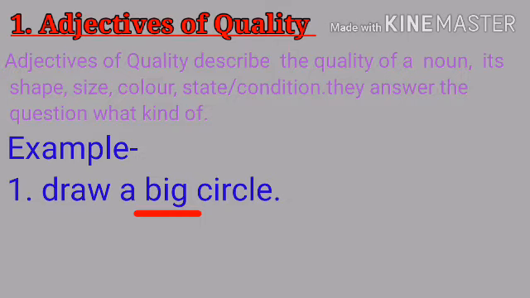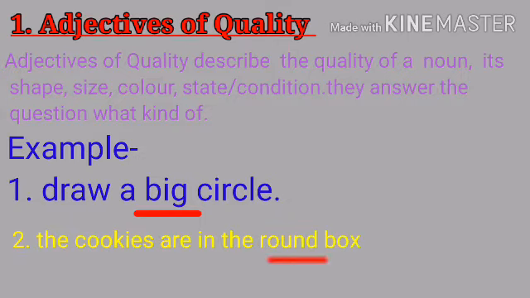Let me take the second example. The cookies are in round box. Here the word round is adjective of quality because it describes the quality of noun box. Its shape, that is round. It answers the question, what kind of? So we can ask, what kind of shape is the box? It answers, the shape of the box is round.